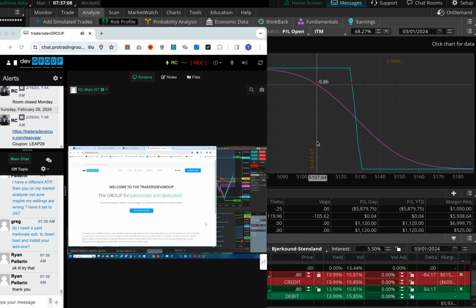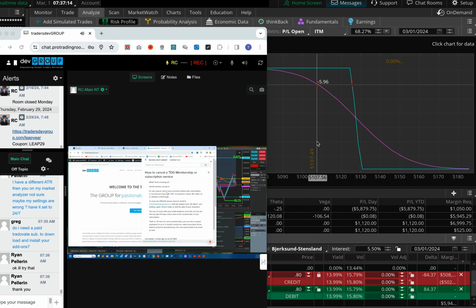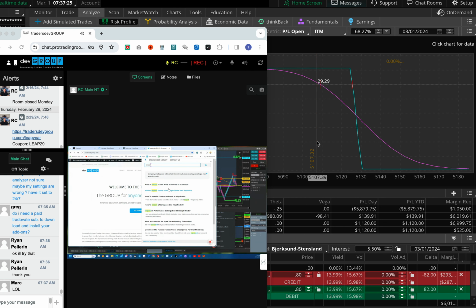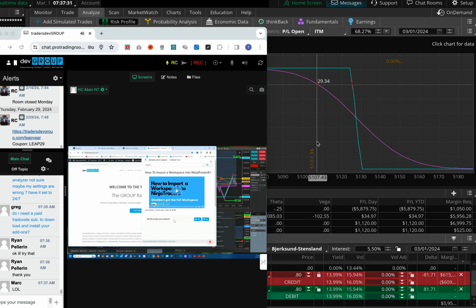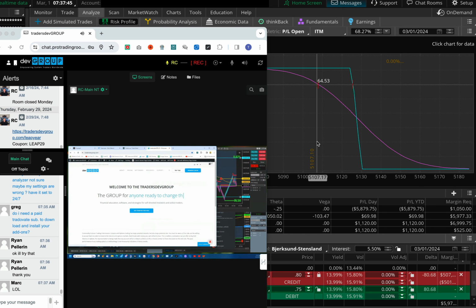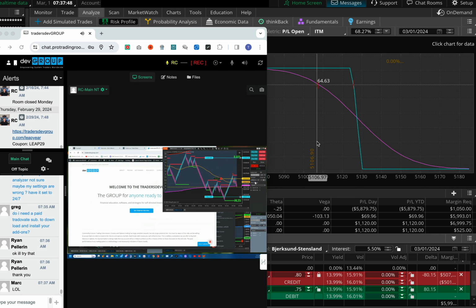Well, then whenever you have a question, you come over to tradersdebitgroup.com, you go to the help library, and you just type in, you don't type in how to cancel a TDG membership. That's not what you want to type in. You type in import, and you see all the ways to import various things, how to import a workspace into NinjaTrader. There's a video for that that I made 4 years ago. So anyone that's concerned about getting the most out of your lifetime investment, we are here for the duration, people.